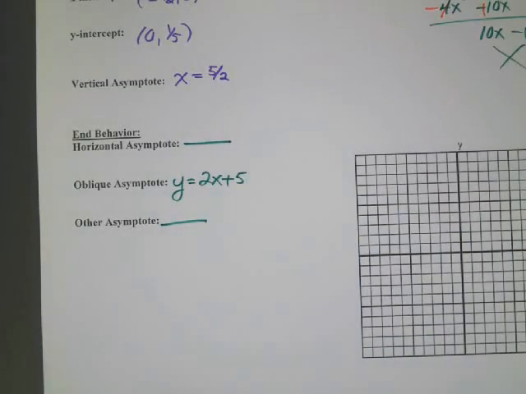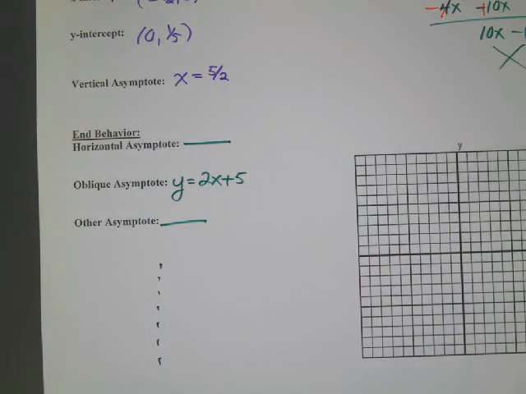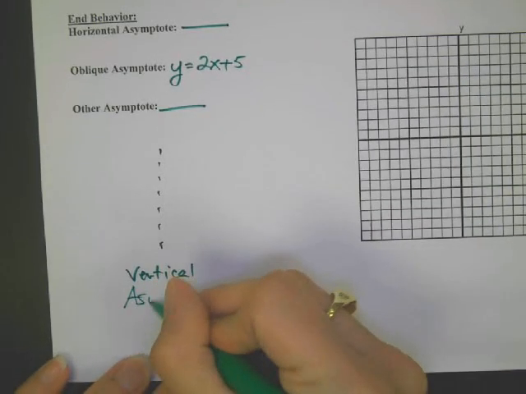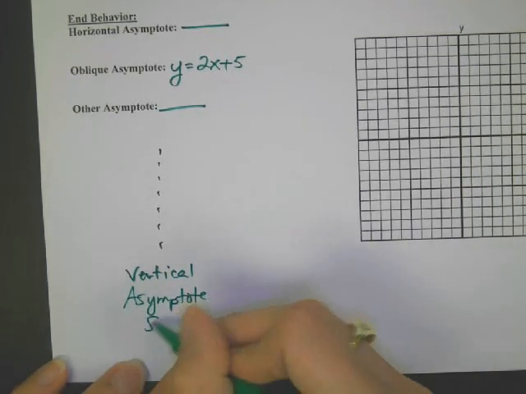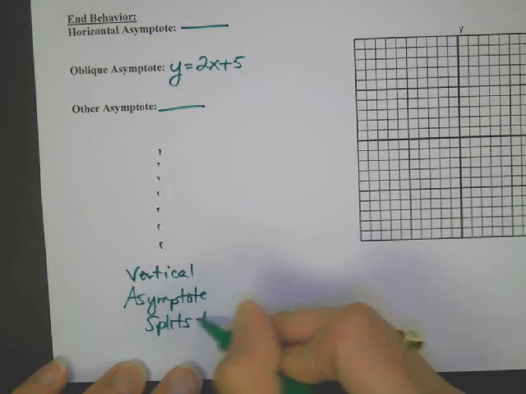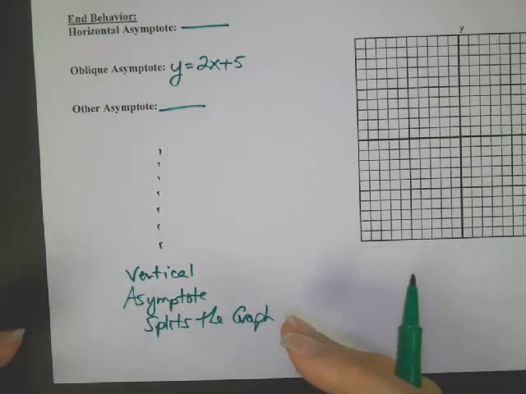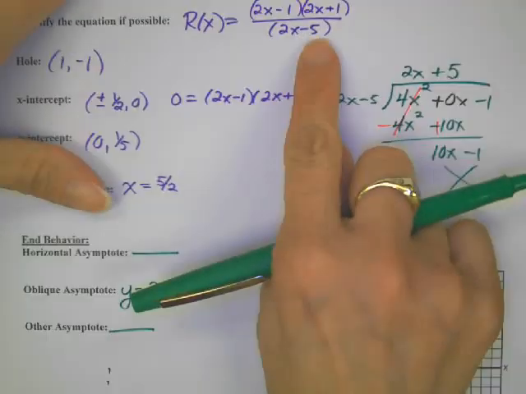I am going to put a little note here to help you understand. When you have a vertical asymptote like that, the vertical asymptote is going to do something to the graph. A vertical asymptote splits the graph. Now, unless you have a factor repeated, but we don't, our vertical asymptote is just a single factor right here.